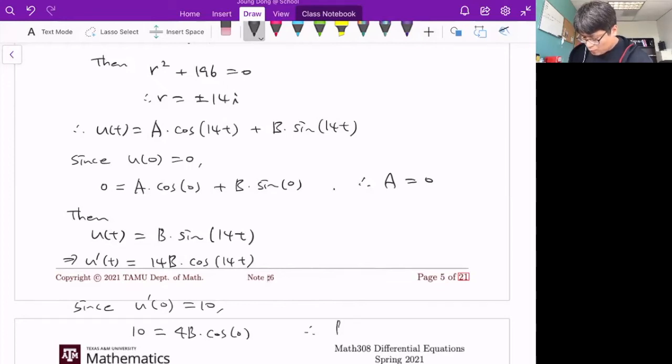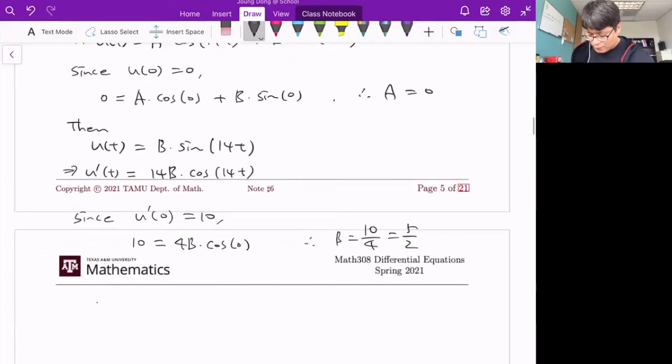So your b is 10 over 4, which is 5 over 2. Okay, that's it. Now we found the solution of this problem. Then my u(t) is equal to 5 over 2 sine 14t. This is my solution, right?